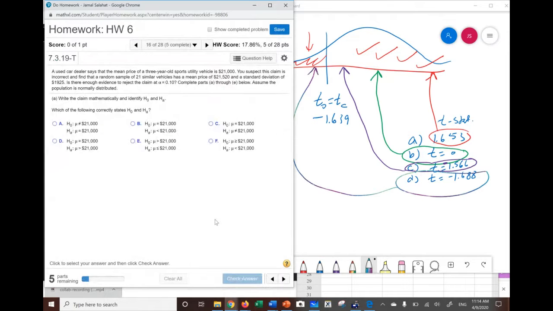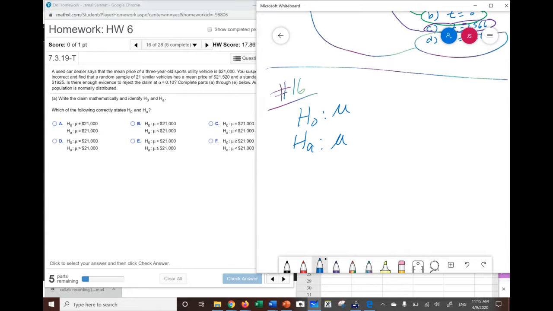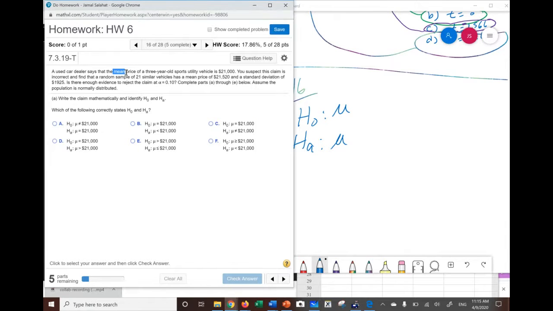The question after that is testing a claim. So the question after that is number 16. In number 16, they tell us a used car dealer says that the mean price. So this is again, we're going to start with this, H naught and HA. Both of them are going to be about a mean. And the reason why it's a mean is because they said the mean price. So they're talking about the mean.